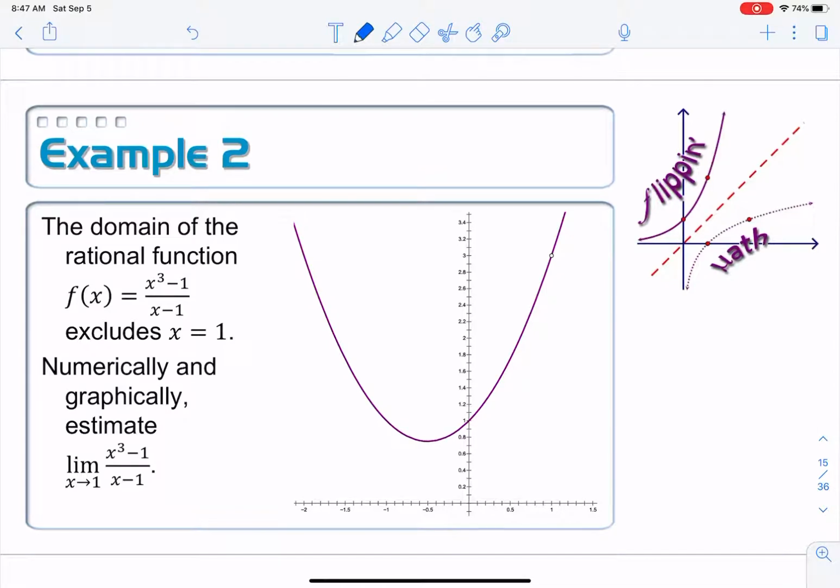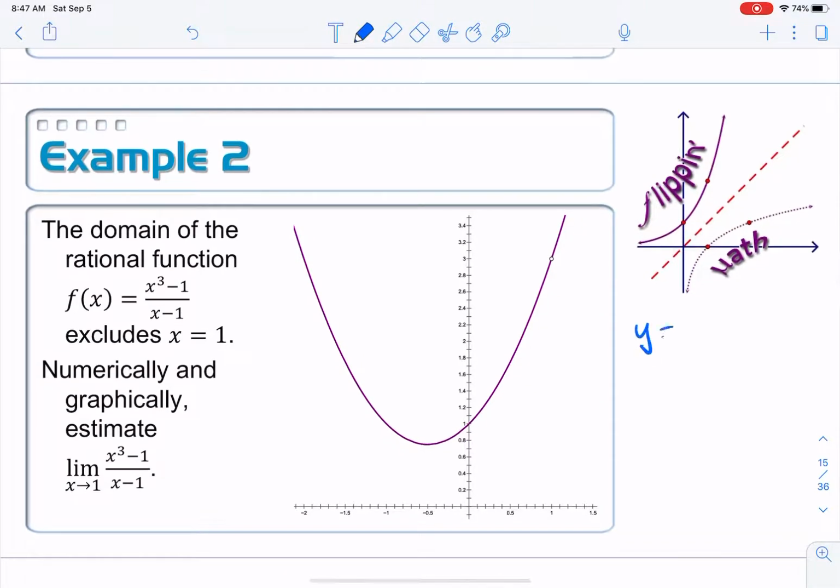Back in your salad days in Algebra 2, when you were first learning to graph rational functions, of which this is one, you would have seen this: y equals (x cubed minus 1) over (x minus 1). And you would have known that x equals 1 cannot be part of the domain, right? And then you're trying to decide, hey, is this an asymptote? Is it something else? Is it a hole?